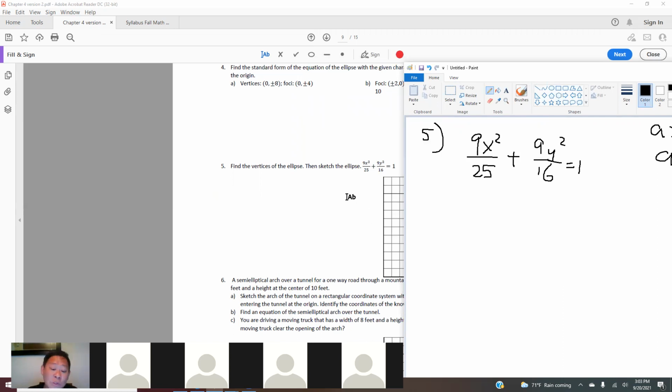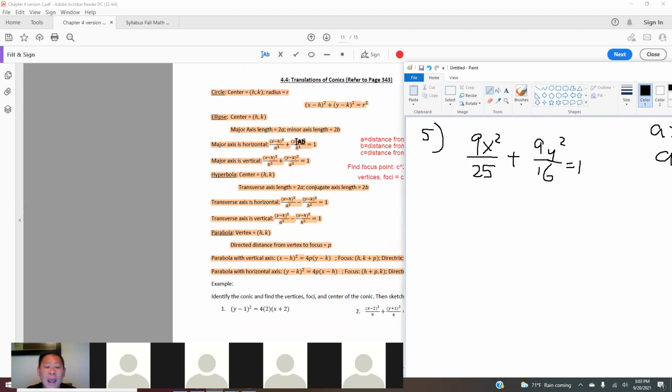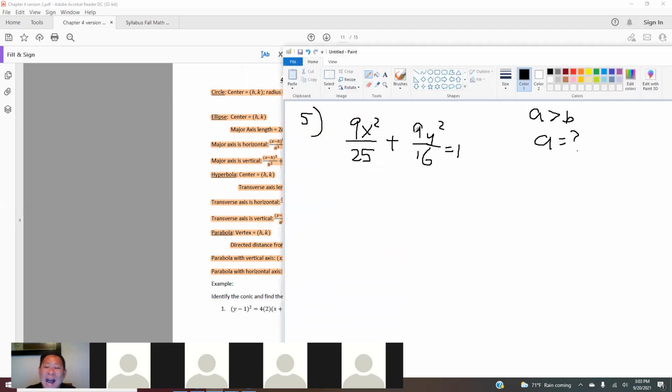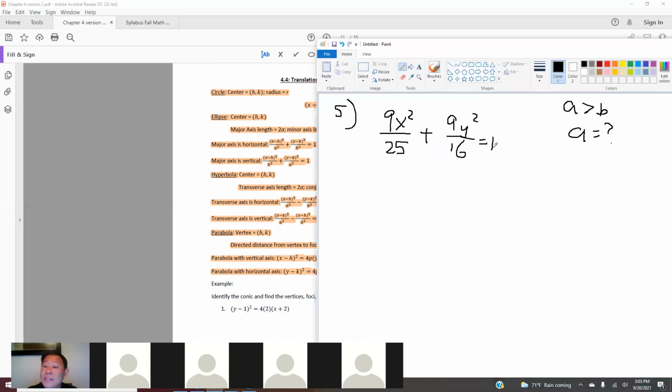Now, if you look at the equation provided, 9x squared over 25 plus 9y squared over 16 equals 1. If you look at this formula, you notice that your x squared and y squared always have a coefficient of 1, and this always equals 1, not 9 or 8 or 7 or whatever. It's only 1. So how do we get rid of this 9?